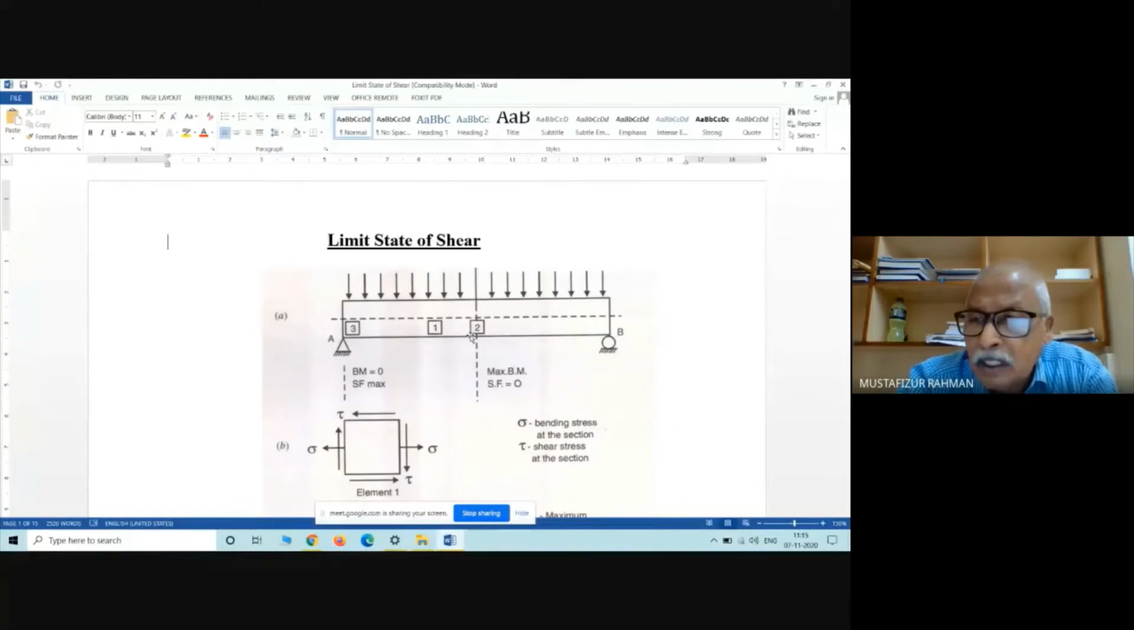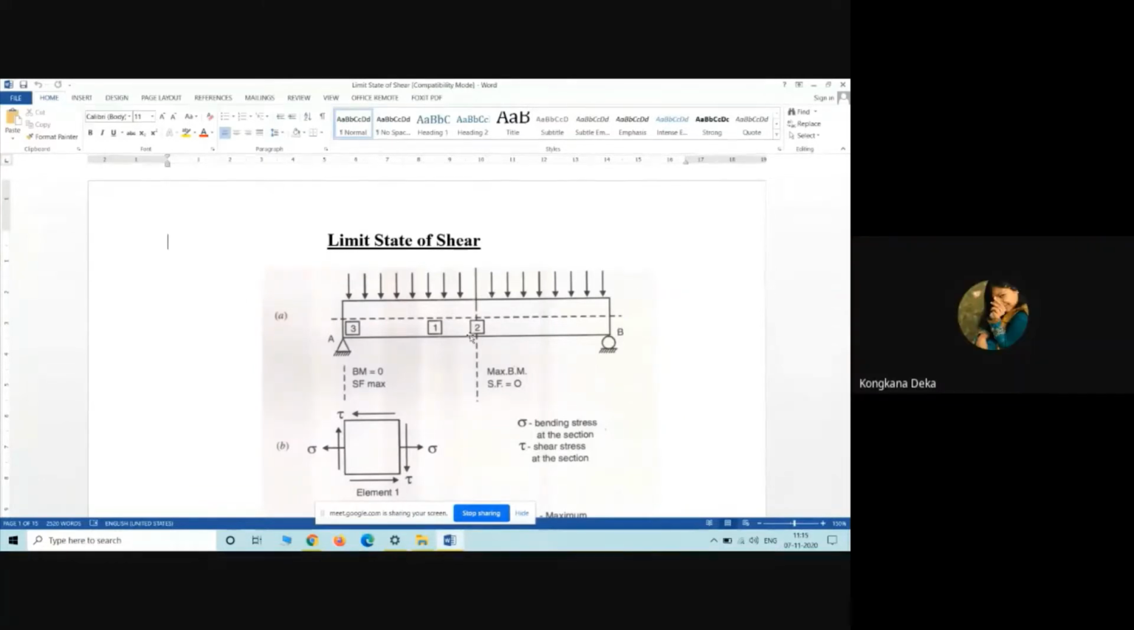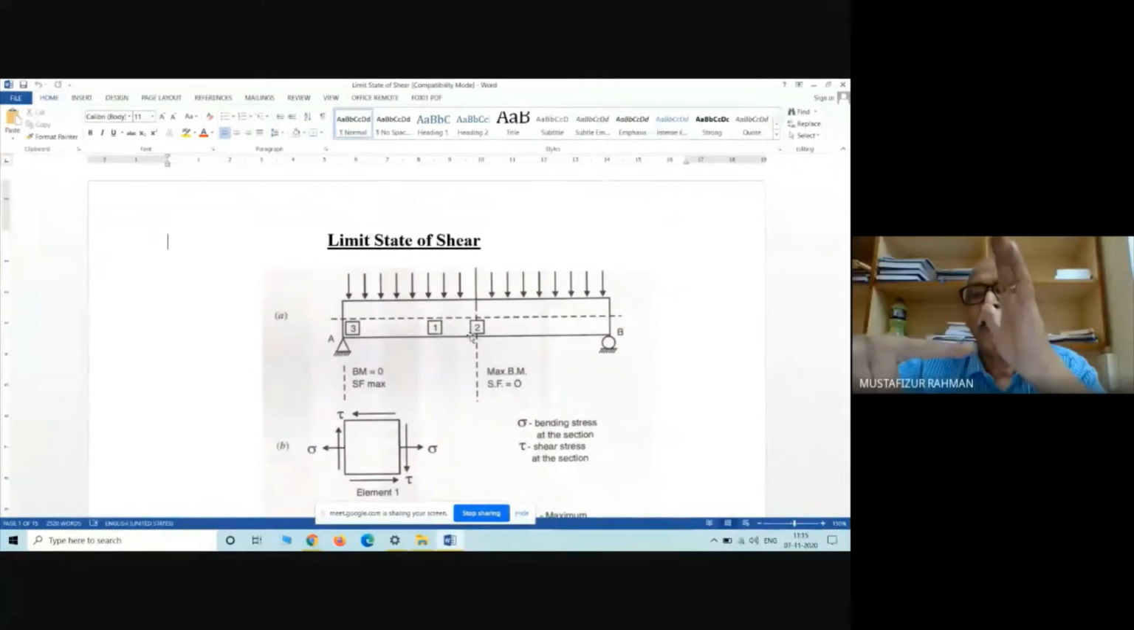Now next, you have studied this bending stress distribution and shear stress distribution. On the cross section, bending moment is at a location and shear force on the section. Do you see my hand, left hand? Anyone? Do you see my left hand? Yes, sir. Do you see my finger of right hand? Yes, sir. It's very good.